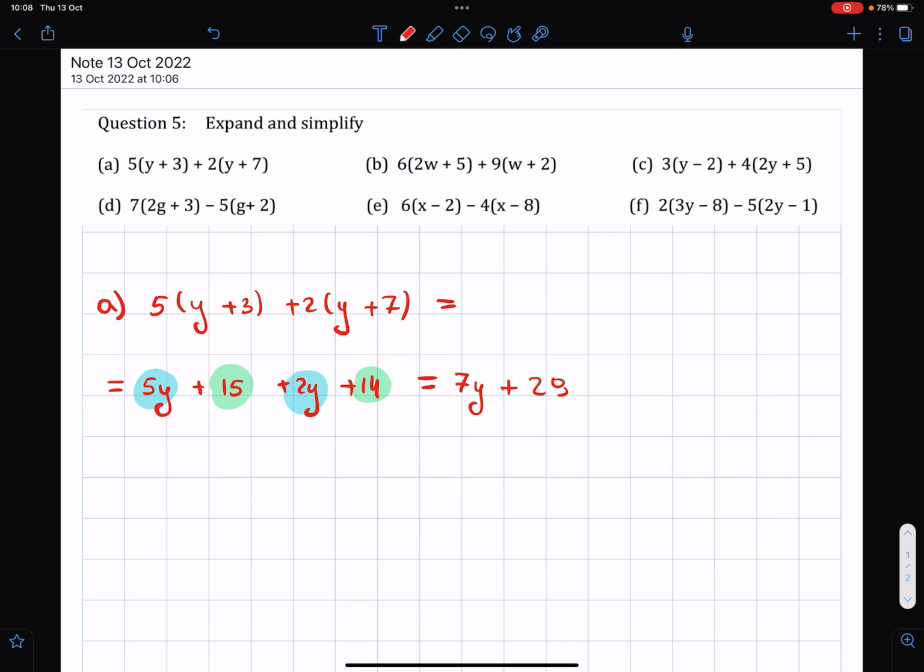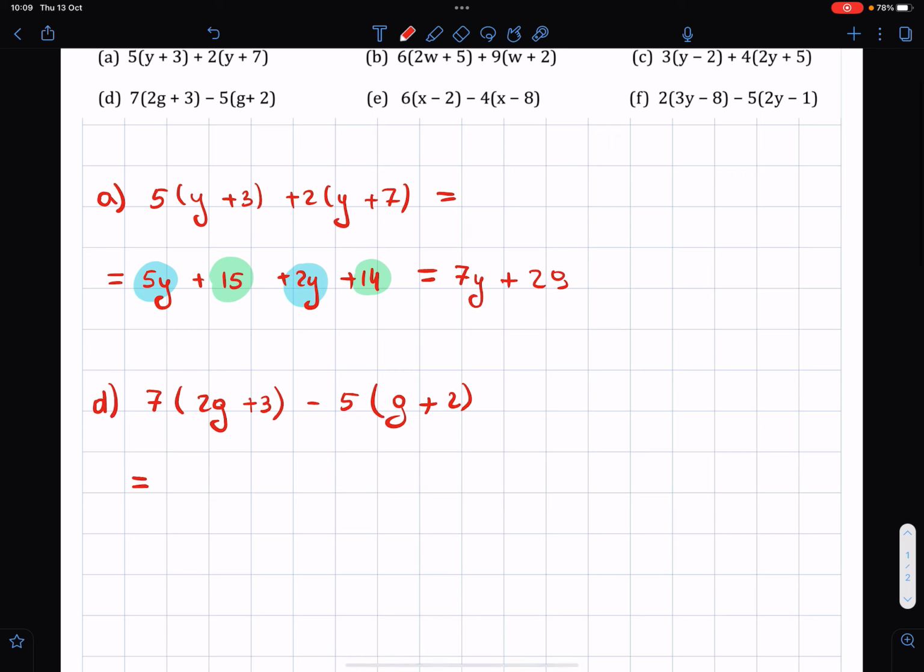All right. So let me do the D, and I'm going to let you do B, C, E, F in your copybook. Okay. So I'm going to do D now. Listen how to do D. We have 7 multiplied by 2g plus 3 altogether, minus 5 multiplied by g plus 2. I need to expand the first bracket. It's going to be 14g plus 21.